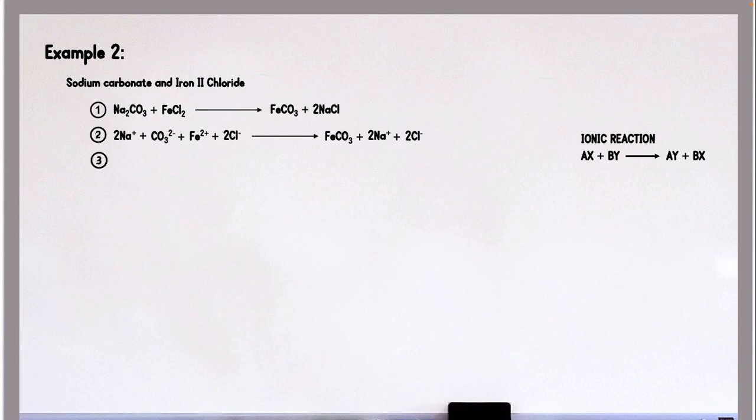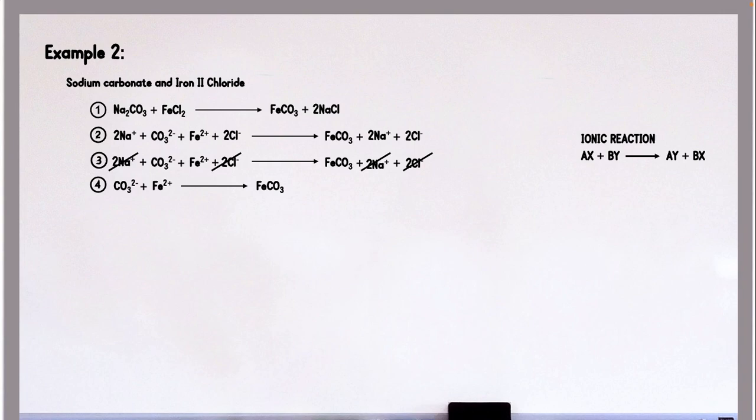The next step is to eliminate all the ions that are the same. So we'll rewrite what we have done and now eliminate them. We have the sodium and the sodium, the chlorine and the chlorine, and that's it. So now we write the ionic equation, which is carbonate plus iron will give you iron 2 carbonate.